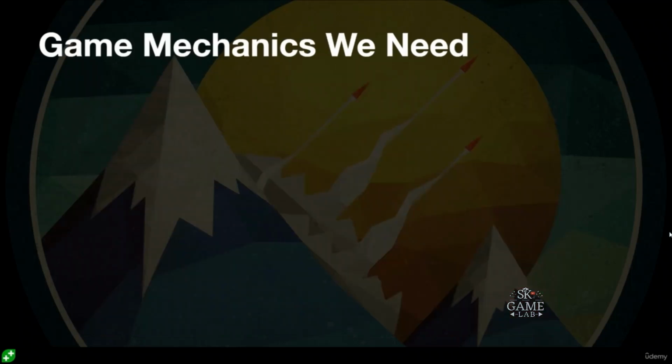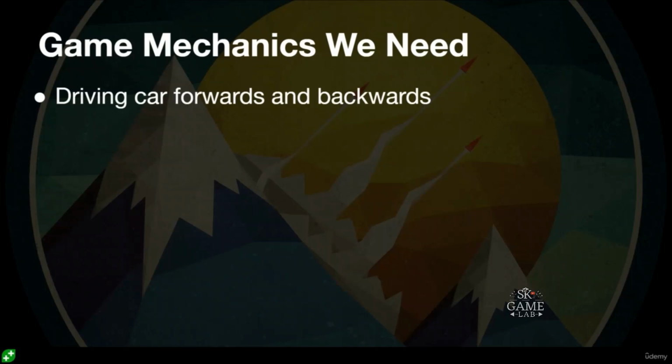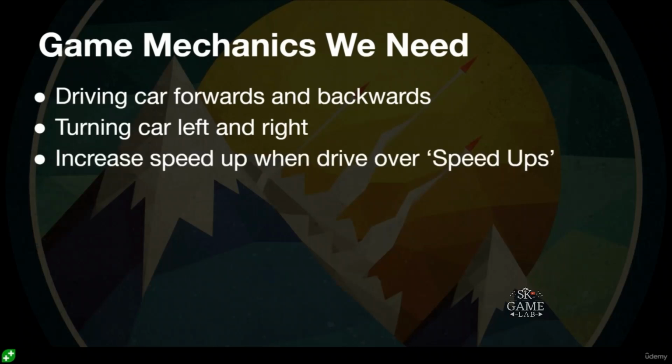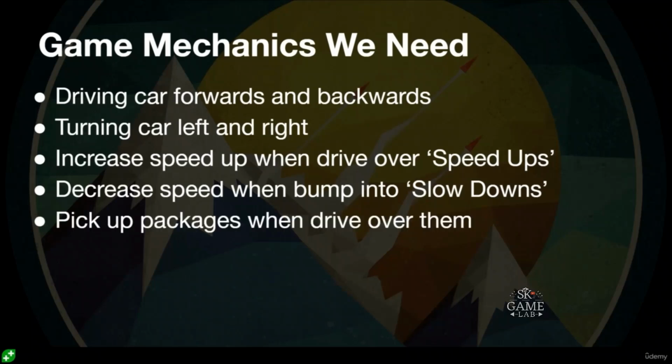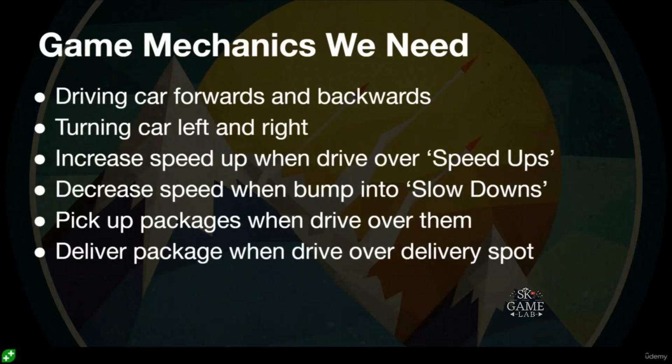Now, if we look at the game mechanics that we need to build, we need to start thinking about what are we programming? What do we have to create as developers? Well, we need to have our car driving forwards, and I'd also like to have it driving backwards. We need to have the car able to turn left and to turn right, obviously. We want to be able to increase the speed of our car when we drive over speed ups and also decrease the speed of the car when we bump into slowdowns. We also need to have some sort of mechanism so we can pick up packages when we drive over them, and also some mechanism to deliver packages when we drive over the delivery spot.